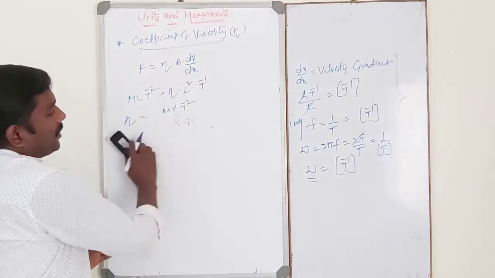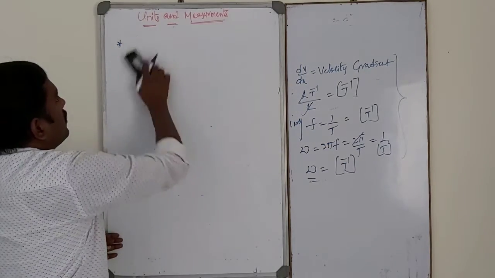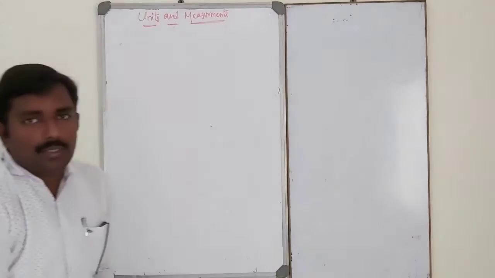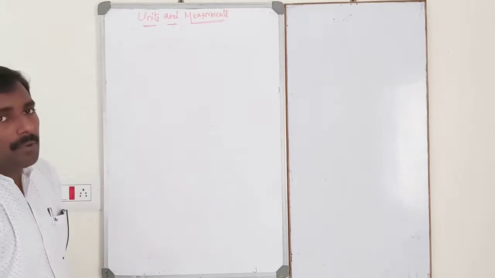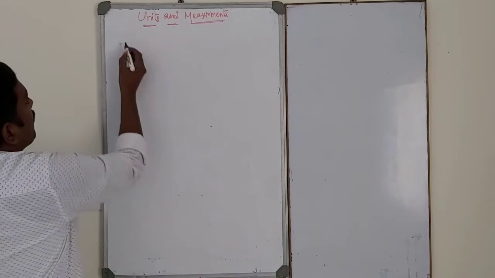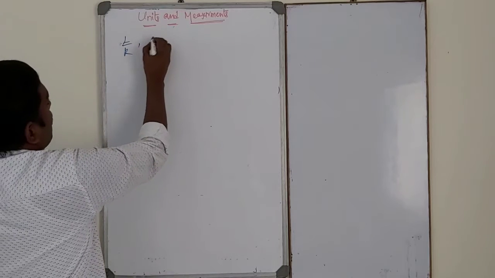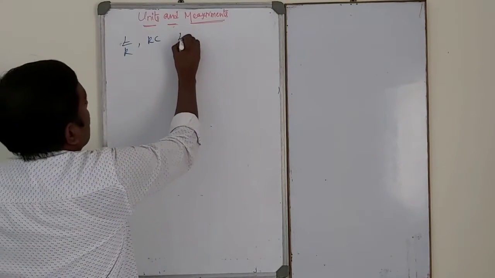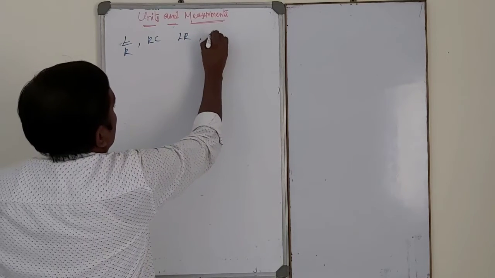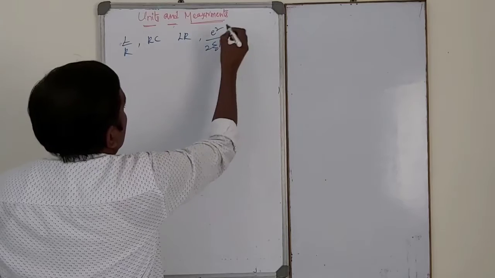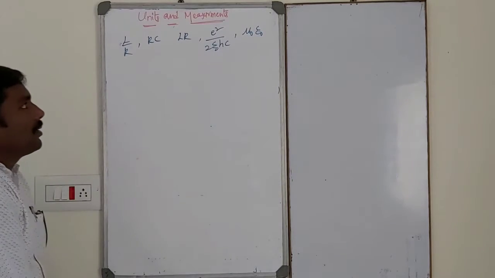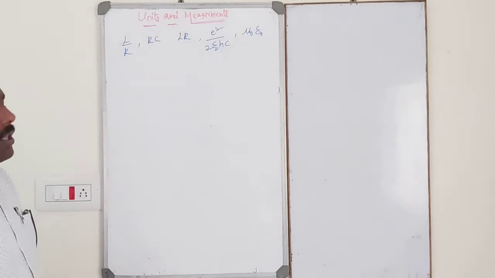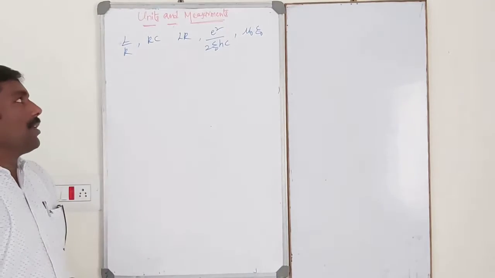Okay students, now let us discuss dimensional formula for some composite physical quantities. See L by R, RC, and LR, and E square by 2 epsilon naught, h by c, and mu naught epsilon naught. So these are some composite terms. How to find out the dimensional formula for some composite physical quantities?